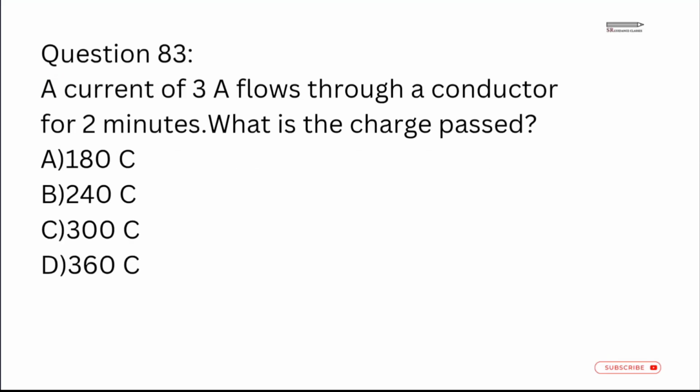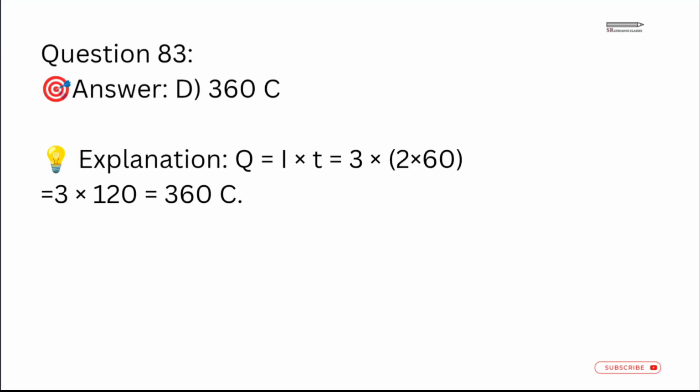A current of 3 ampere flows through a conductor for 2 minutes. What is the charge passed? The answer is option D, 360 coulomb.